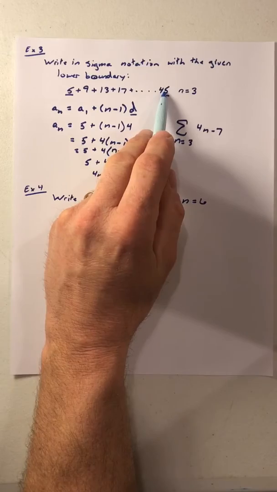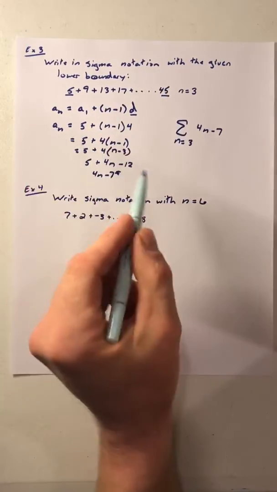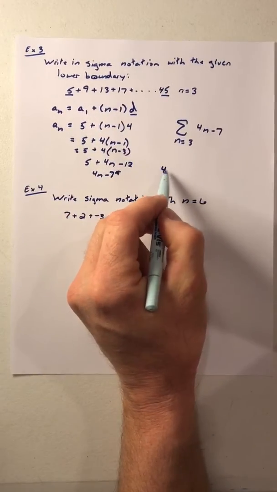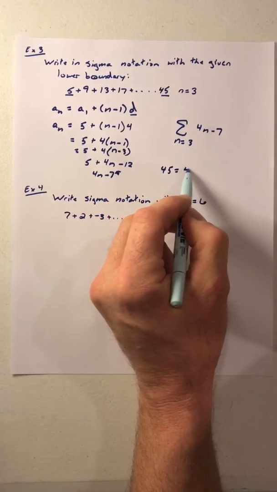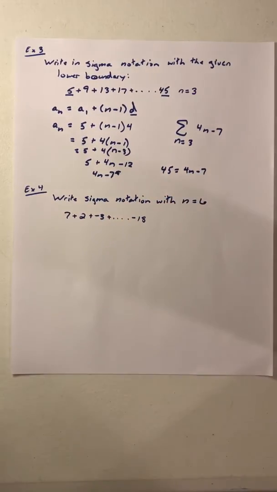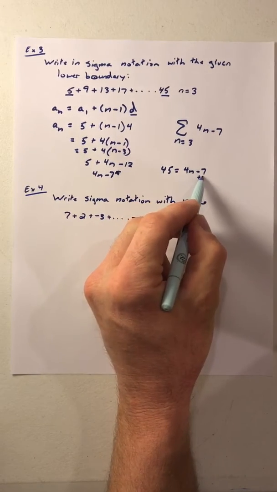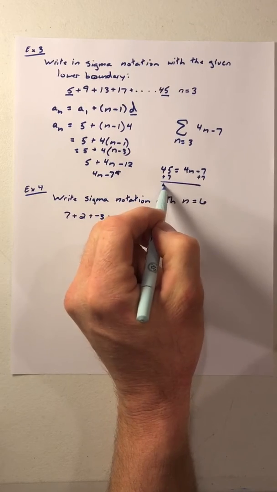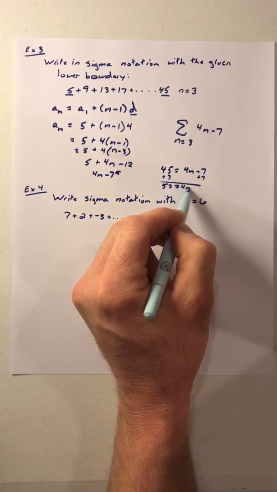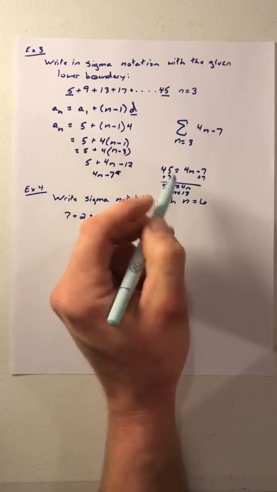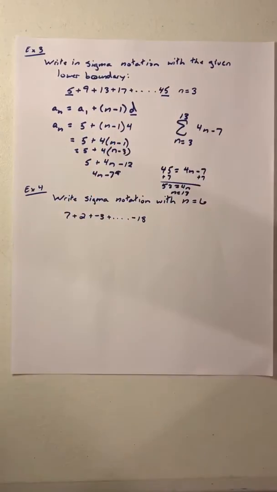Well, I know that my last term is 45. So if I use this equation, 45 is going to equal 4n minus 7. That's going to allow me to figure out what number I have to plug in order to get that 45. So here I can go ahead and add 7. And I get 52 equals 4n. So n is going to equal 13. So I know now my sigma notation, I go from 3 to 13 of 4n minus 7.